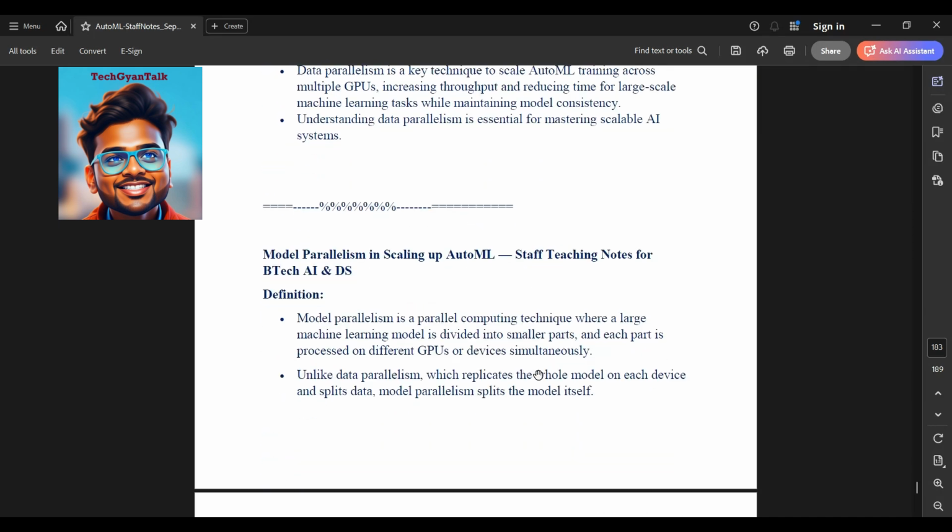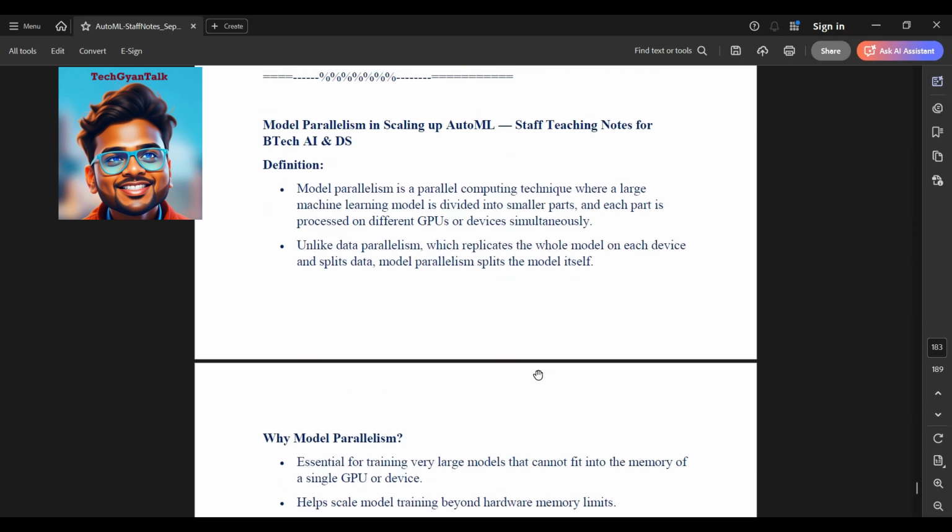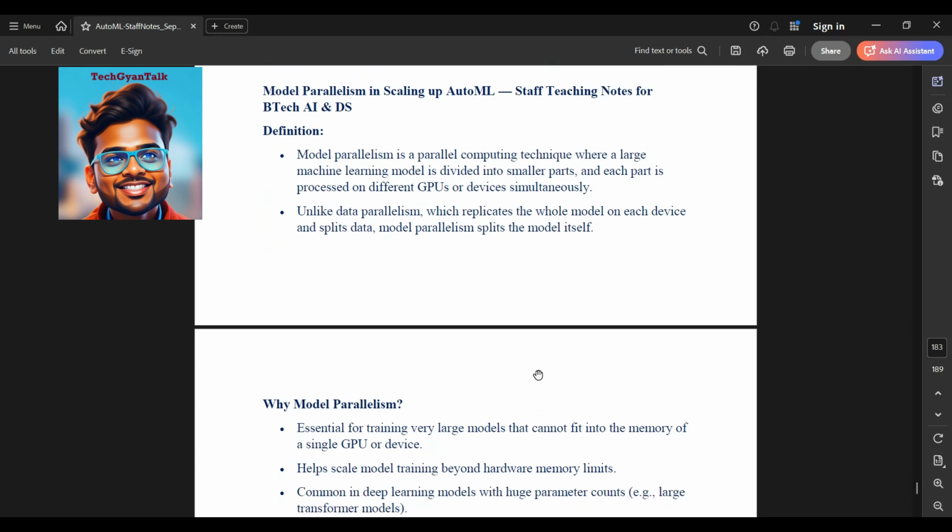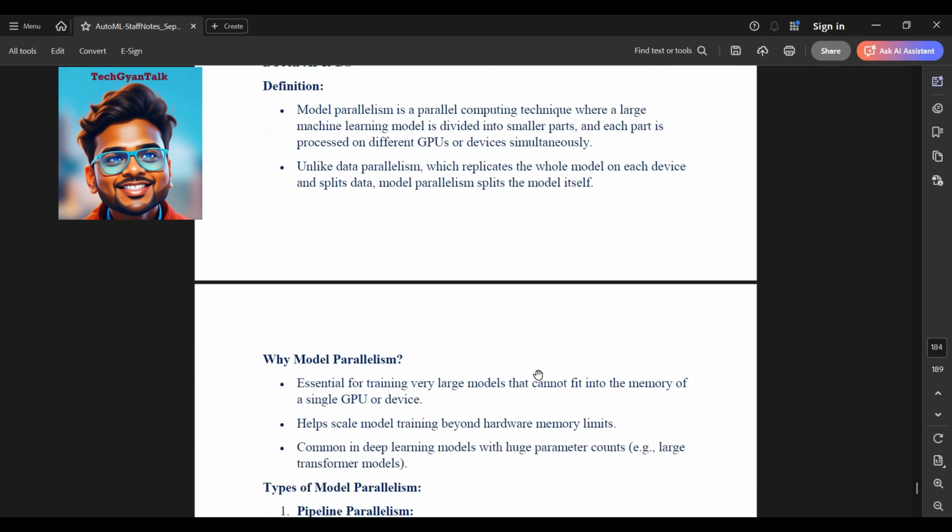And next is model parallelism in scaling up AutoML. Model parallelism is a parallel computing technique where a large machine learning model is divided into smaller parts and each part is processed on different GPUs or devices simultaneously. Unlike data parallelism, which replicates the whole model on each device and splits data, model parallelism splits the model itself.